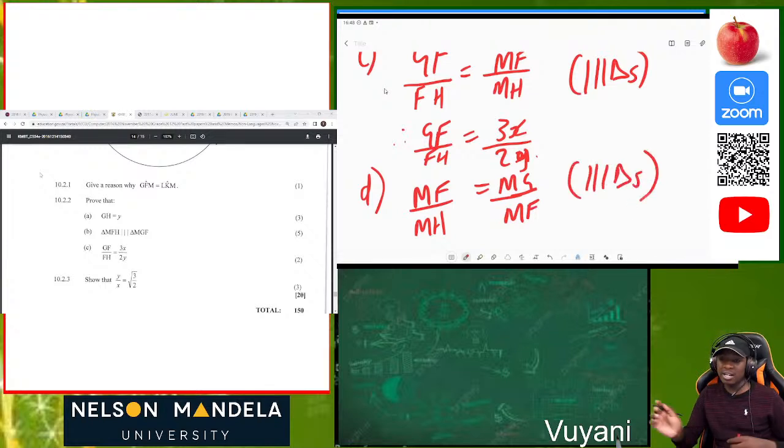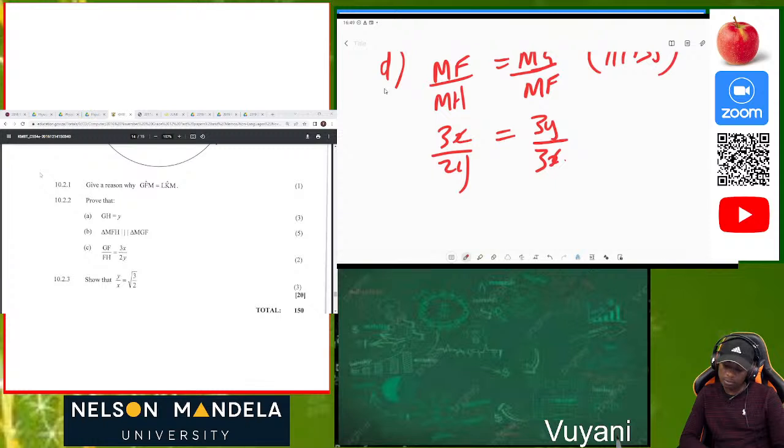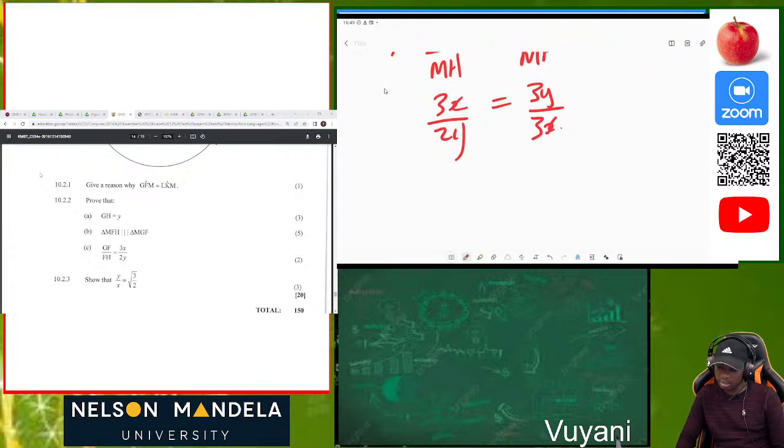Now we are just referring to our similar triangles, which we have already proven in B. So now we know that this is 3x over 2y. So it's going to be equal to 3y over 3x. Okay. Then we cross multiply, then it is 3x squared. No, sorry, 9x squared is equal to 6y squared.